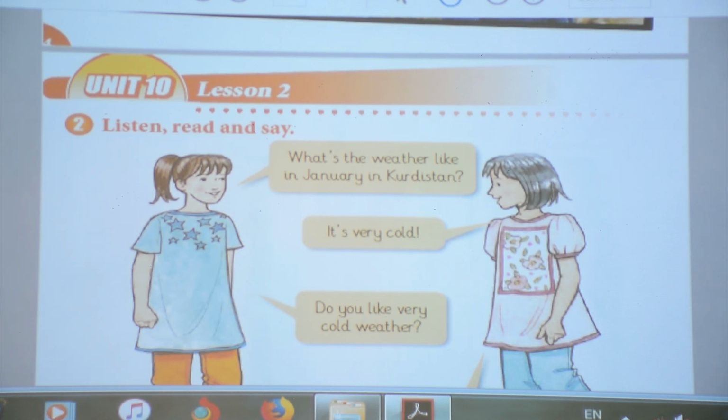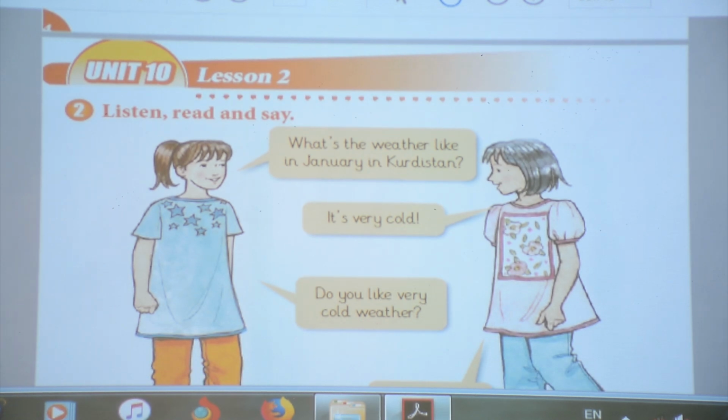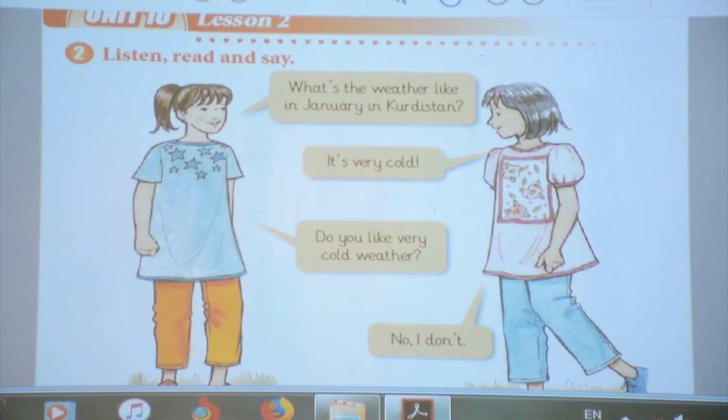Unit 10, listen to, again we have conversations between two girls. One of them said, it's about weather. She said, what's the weather like in January in Kurdistan? She answered, it's very cold. And she asked, do you like very cold weather? She answered, no, I don't. She doesn't like cold weather. Okay, do you understand?